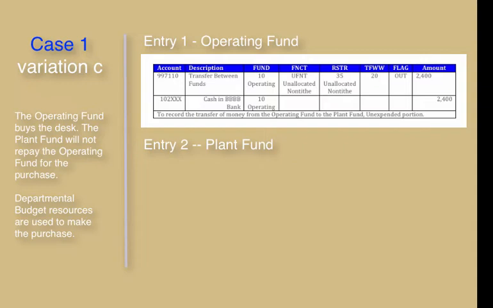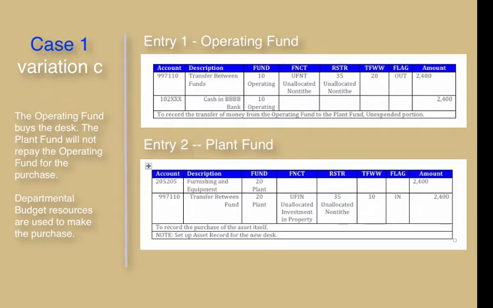The credit side of our entry in the operating fund would be the cash account, so it will be a 102 something account, depending on the cash account that was being used. And the analysis code here that we need is the Fund 10. This entry records the transfer of money from the operating fund to the plant fund unexpended portion.